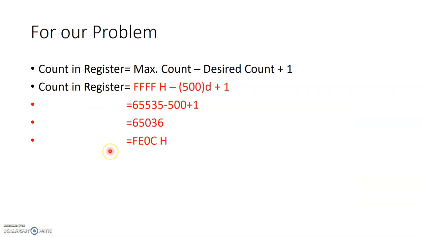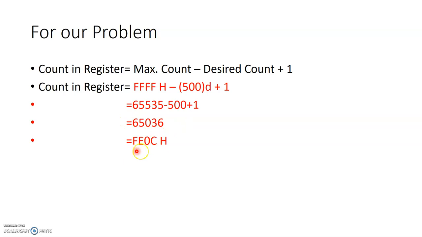Okay, so let's try to find out the value that needs to be put in the register for our problem. The maximum count is FFH, and the desired count we have calculated is 500. So we need to convert it into decimal. This FF is basically 65535, and minus 500 plus 1 gives 65036 in decimal.